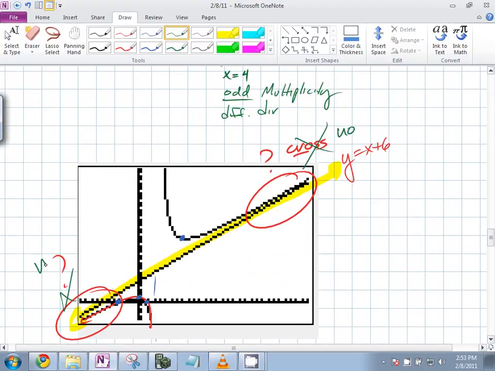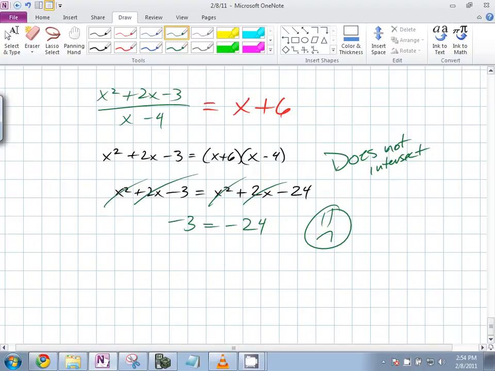And if it did, you could find the value, just like you can find a removable discontinuity. If it crosses, instead of negative 3 equals negative 24, you'd end up with something like x equals 5. And you would know that at x equals 5, the function crosses the oblique asymptote. And how do you find the y-coordinate? You plug it in. Plug 5 into the oblique asymptote.